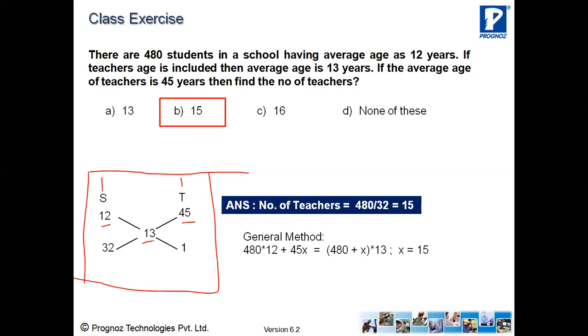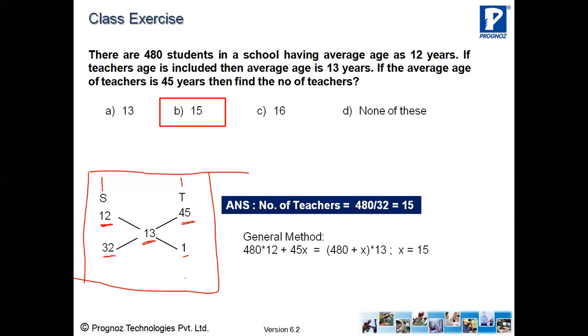Hello, are you able to hear me? Yes, sir. Okay. Yes. So student का average age is 12 years, it is given. Teacher का average age is 45 years, it is given, and combined average is 13 years. तो अब आपको यहाँ लिखना है, तो यहाँ तो 45 minus 13, यहाँ 32 आ गया और यहाँ 1 आ गया. So N1 by N2 is 32 by 1.